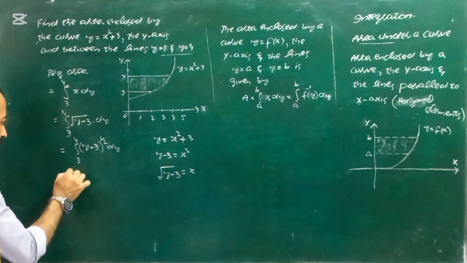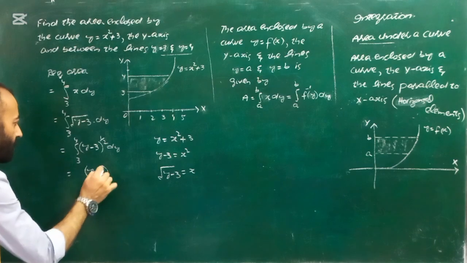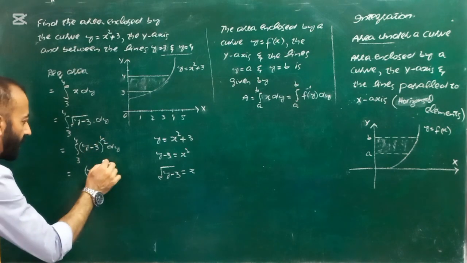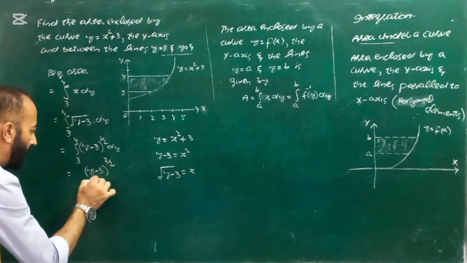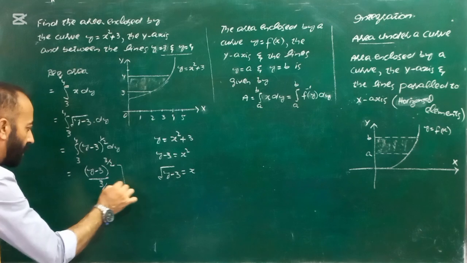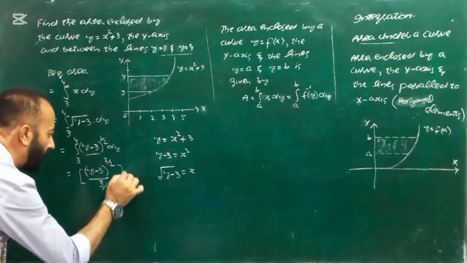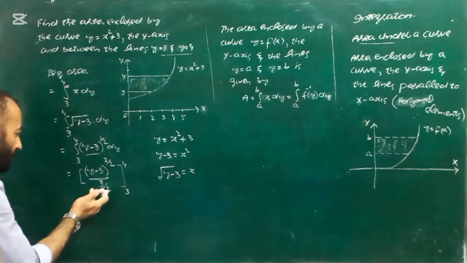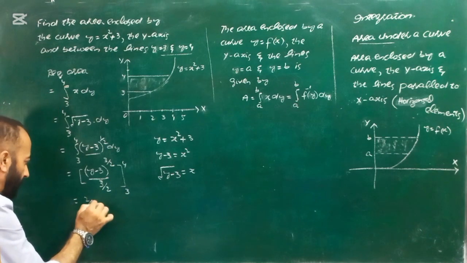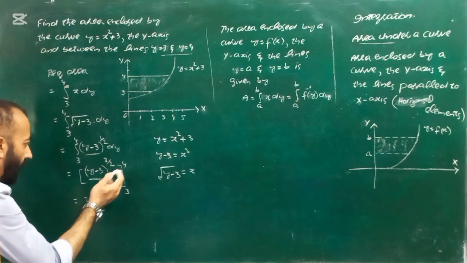From here we are going to integrate the value. So y minus 3 raised to the power, 1 will be added and the result will be divided as well. So 3 by 2 whole divided by 3 by 2. So this is the integration of the function, and limit is from 3 to 4. So this 3 by 2 will come to the numerator as a reciprocal, and at the same time we are going to apply the limits.